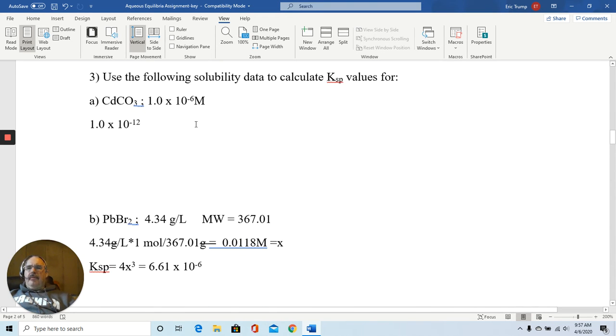Okay, question number 3, we're going in the opposite direction. This time we're given solubilities, and then we are asked to calculate KSP. This is a 1-to-1, so cadmium is X, carbonate is X. So we just square this, and we get our KSP.